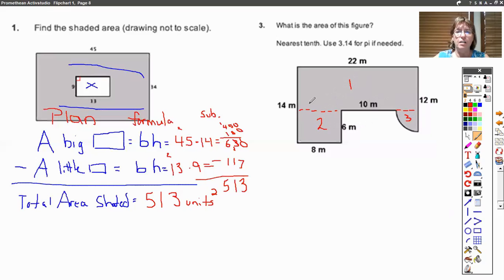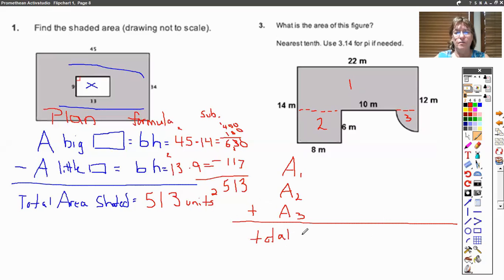And I know that if I just take all of these shapes and add them together, I'm going to get the total shape. So I'm going to take the area of shape number 1 and the area of shape number 2 and the area of shape number 3. And I know that if I just add them all together, I'm going to get that total shaded area. And that's what I want. Okay, so I want that total shaded area. And that's how I'm going to find it. So that's my first part, I come up with a plan. So here's my plan. The second step is I'm going to put in my formulas.